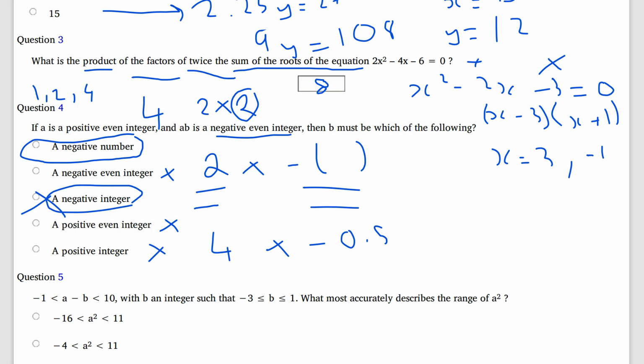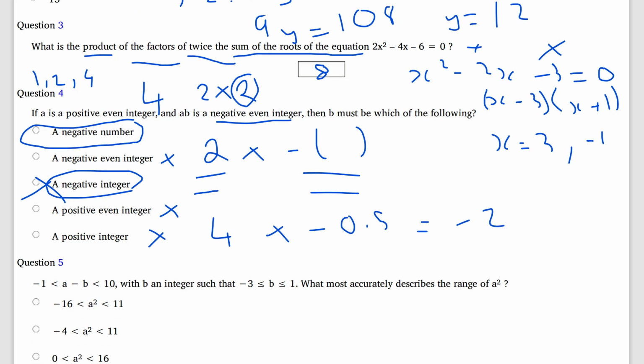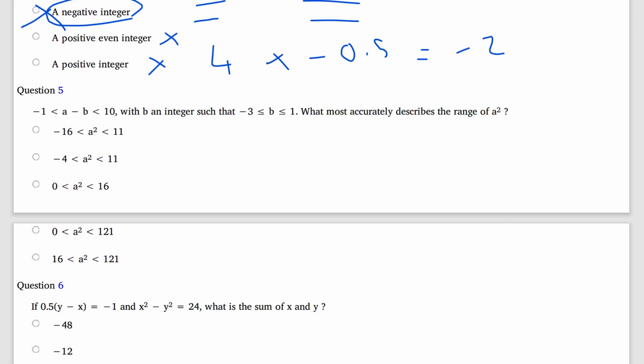Wow, I almost got caught there. I really almost got caught. But B could be a decimal and the answer would still be negative and even. That was a really interesting one. If that was a tick all that apply question, I would have almost got it wrong, but not quite. I didn't get it wrong. So let's move on to the next one.